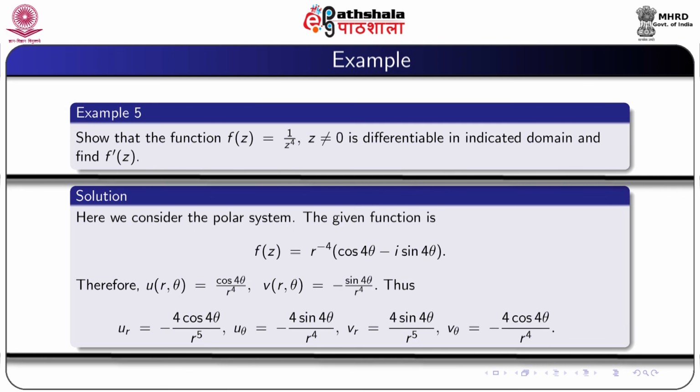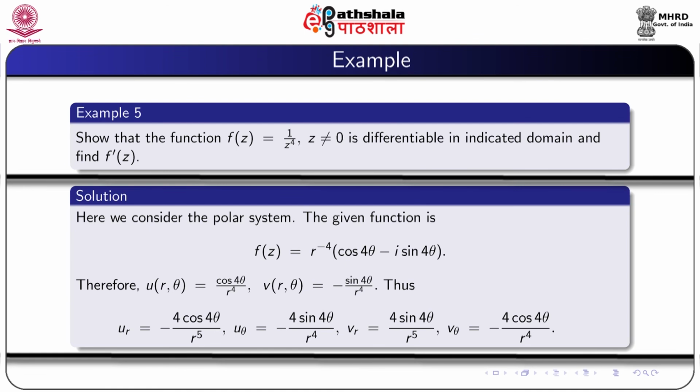We replace z by r e^{iθ}. Then we get f(z) = r^{-4}(cos 4θ - i sin 4θ). So, obviously, the real part u(r,θ) = cos 4θ / r^4, and the imaginary part v(r,θ) = -sin 4θ / r^4.